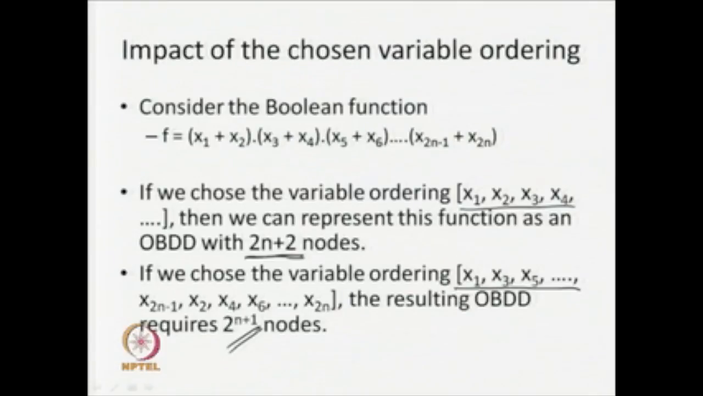So, if we are having 2n variables, the total number of nodes that will appear in this BDD is 2 to the power n plus 1, and in the earlier case it is 2n plus 2. So, we can see that there is a considerable difference in the size of the BDD, and it basically depends on the variable ordering.